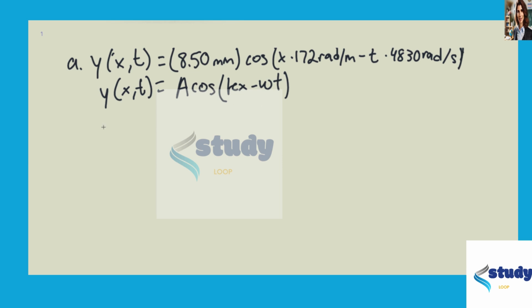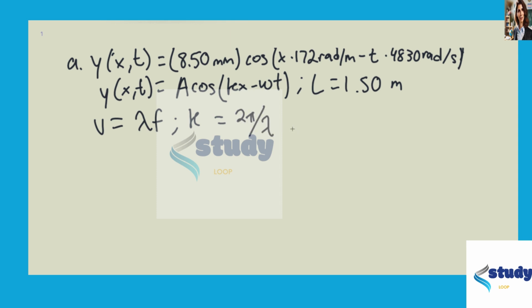So we have our A is going to be 8.5 millimeters. Our length is given, so we'll have 1.50 meters. And then we can say that the velocity is going to be equal to the wavelength times the frequency, of course. And we know that k is going to be equal to 2 pi over lambda, and omega is going to be equal to 2 pi times the frequency.